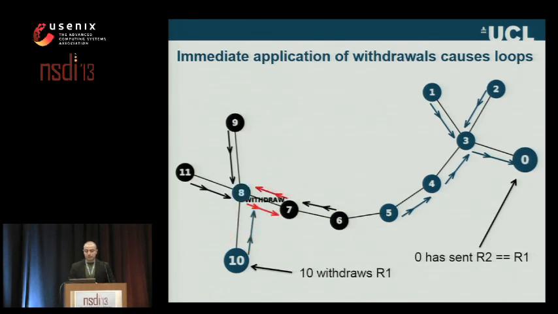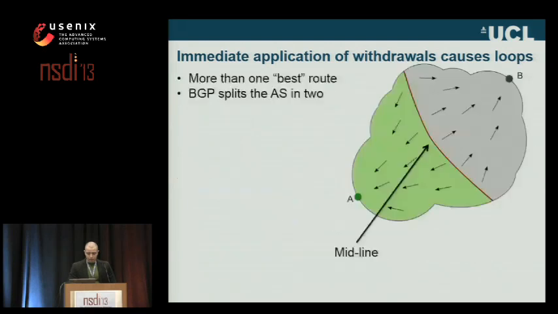However, 6, 7, 8, 9, and 11 haven't heard the withdrawal yet. So they don't know that the route is no longer available and that they should go towards 0. Now, we have a transient loop which is guaranteed to happen, and it doesn't really go away until the withdrawal hits 5 or 6. Now, this is bad. We want to fix this.